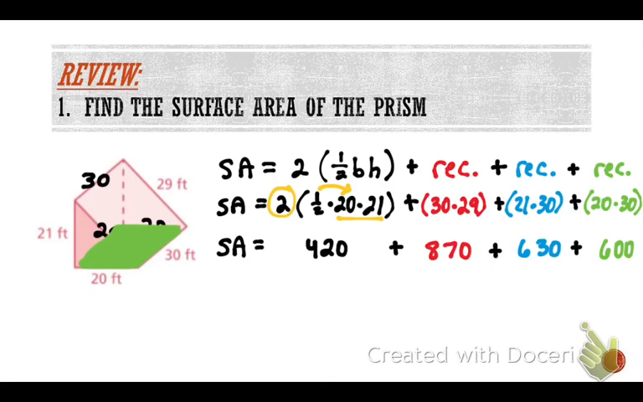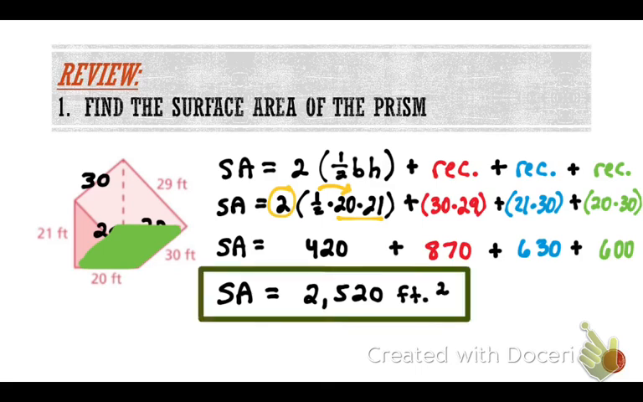Okay, so if you didn't get those parts, just double check it. Then all you want to do is add those together, and it did not ask us to do anything else, so the correct answer should have been 2,520 feet squared. How many of you would say you got that?